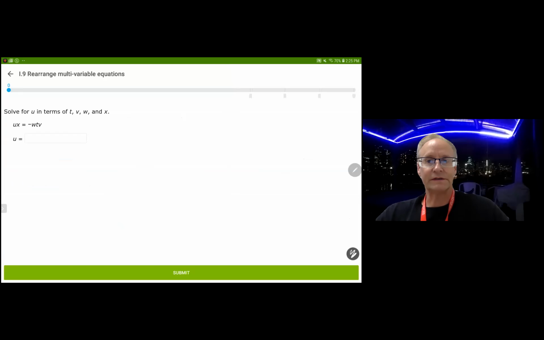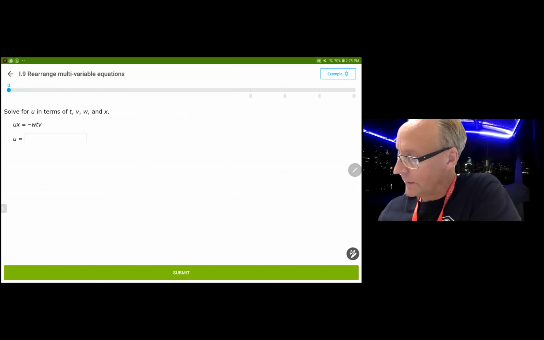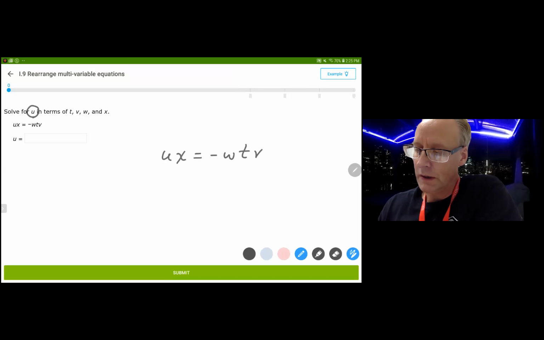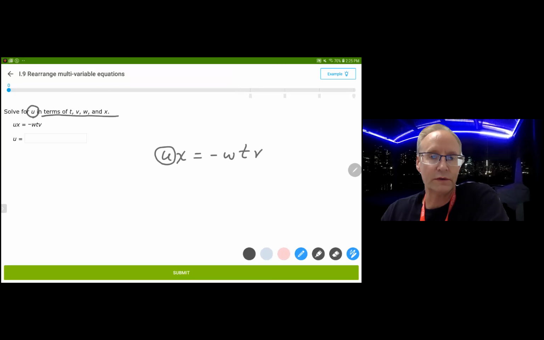And let's take a look at what they give us. Right on my screen here for you, I've got ux is equal to negative wtv. And they want me to solve for u in terms of all the others. That means that they want u by itself on one side of the equal sign and everything else on the other. Now, in order for that to happen, you have to do the opposite to both sides in reverse order. Luckily for us, the only thing that's happening is u is being multiplied by x. In order to solve it for u, we're going to have to divide both sides by x.